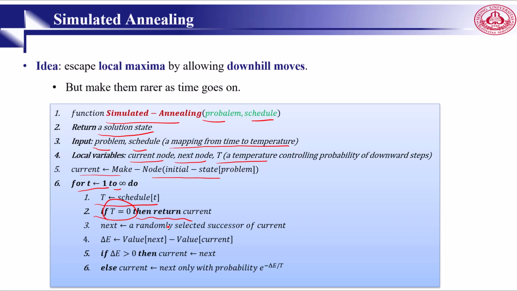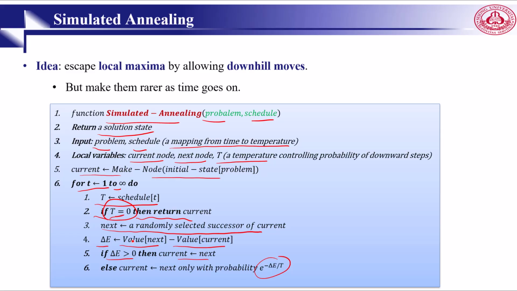Then we generate a candidate, or randomly select a successor state, the next state from the neighborhood of the current state. Then we compute the energy difference, delta E, which is the value of the next minus the value of the current. We measure whether the new state improves the objective function or not. If delta E is greater than 0, we accept next as the new current state, which means improvement. And if delta E is less than or equal to 0, we accept next probabilistically with a probability of e to the power of minus delta E divided by T. This allows us to escape from local minima. We repeat this iteration until the temperature reaches 0, and we stop here.